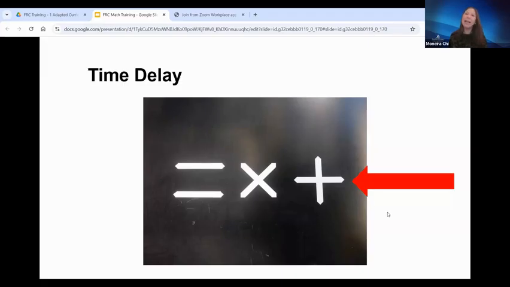If I was in person with a child, I would probably just take my finger and point directly to it. That is called a 0-second time delay because there are 0 seconds between when I ask the question and when I provide that prompt. Sometimes we call this errorless learning. There's no chance for the child to answer incorrectly, and that's okay. That's our simple, effective first step.